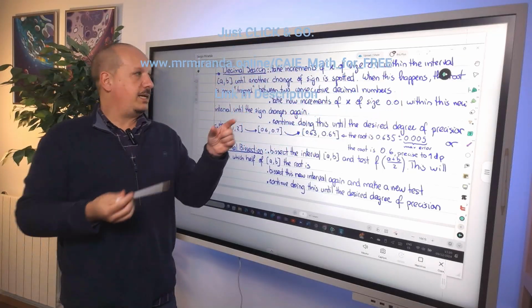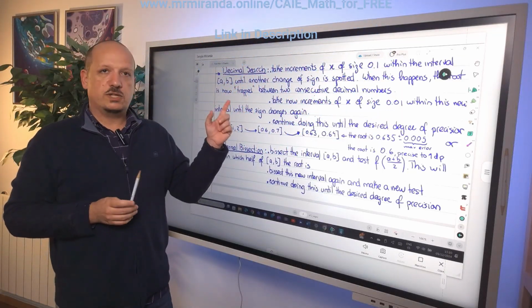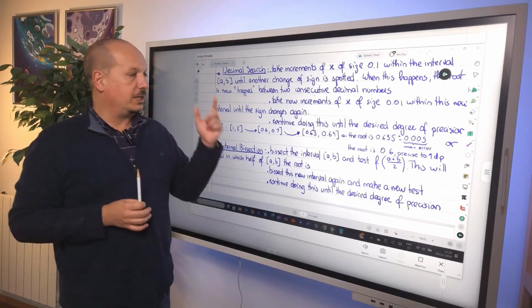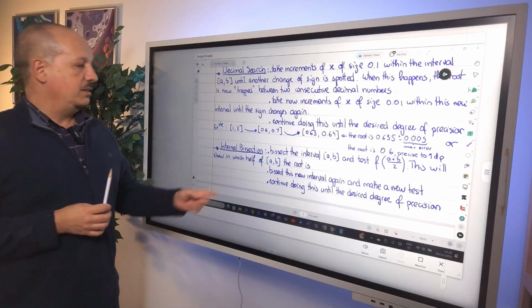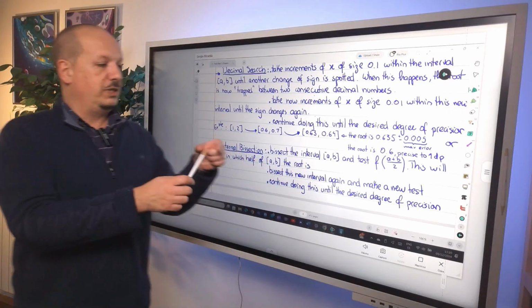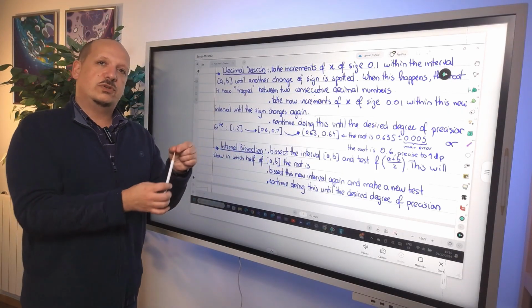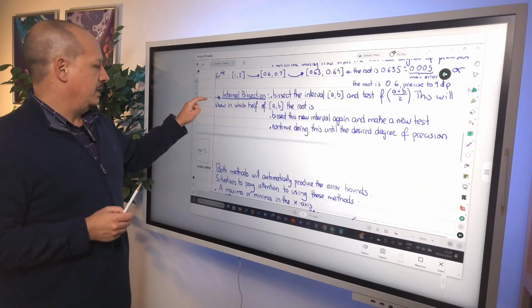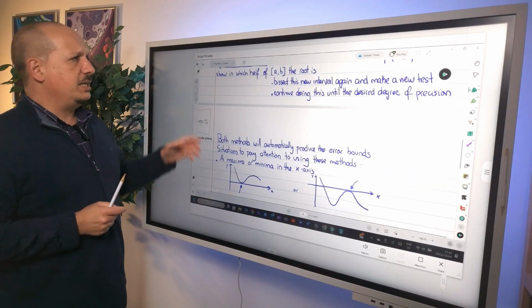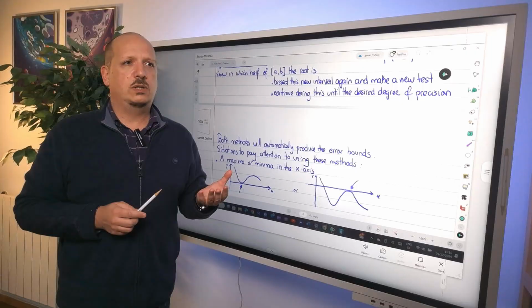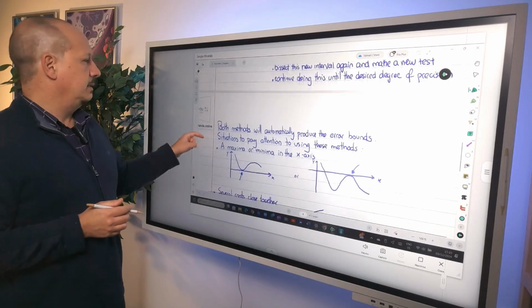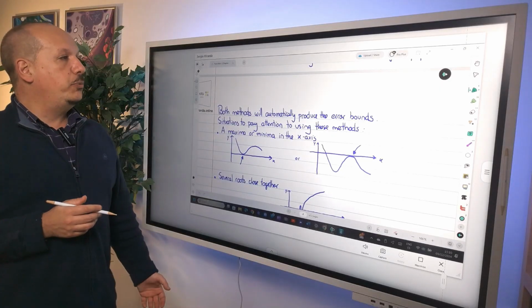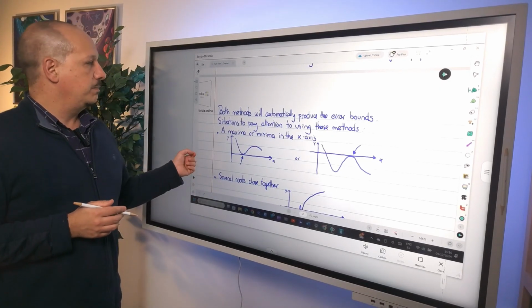This one speeds up the process, something that the first one that you learn doesn't, all right? So bisect now the new interval again and do the same thing over and over again, okay? This is easier to do, actually, with questions than explained, all right? Both methods will automatically produce the error bounds.